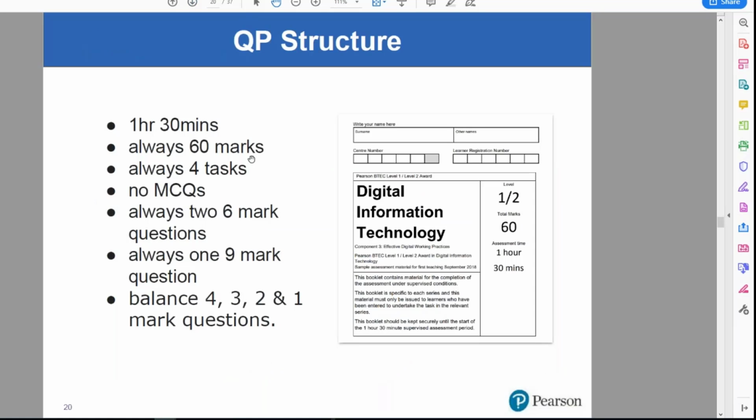Now, having said that, it's an hour and 30 minutes. It's always going to be 60 marks. It's always going to be 4 tasks. It will never have multiple choice questions because DFE don't like them, didn't want it. In order to get it on the performance tables, we had to remove any. There will always be 2 6 mark questions, and there will always be 1 9 mark question, and then the balance will be 4, 3, 2 and 1 mark questions.